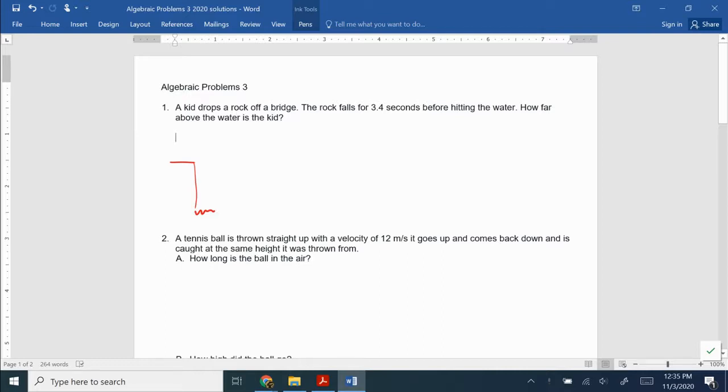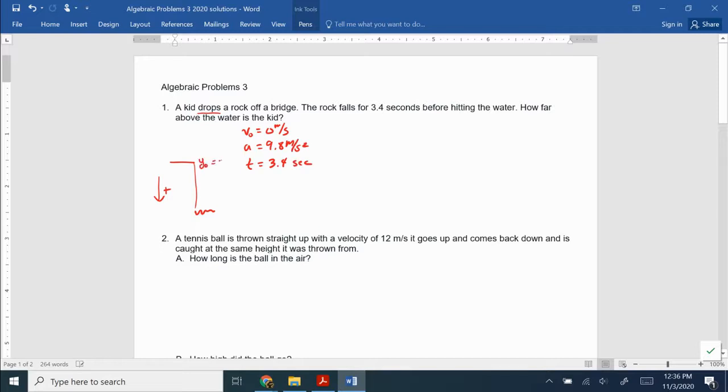So we have only downward motion here. Because we have only downward motion, we should choose down to be positive. Things that we know: the initial velocity is 0 because it says it is dropped. We know our acceleration is 9.8. It is positive 9.8 because we have chosen down to be positive, and 9.8 is always down. We know that the time is 3.4 seconds.